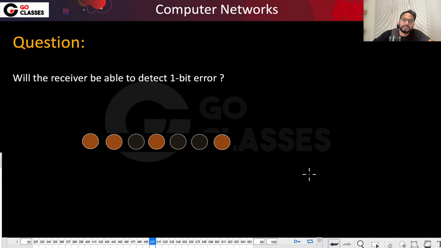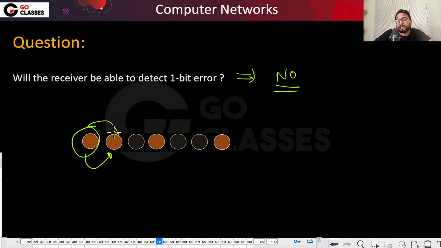Now in this situation, tell me, will the receiver be able to detect a 1-bit error? See here, after only a 1-bit flip you are getting valid again. So that's why the answer is no. Why? Because you might be sending this, and after a 1-bit flip you are getting this. So the receiver will not be able to know. The receiver will think this is a valid code word.